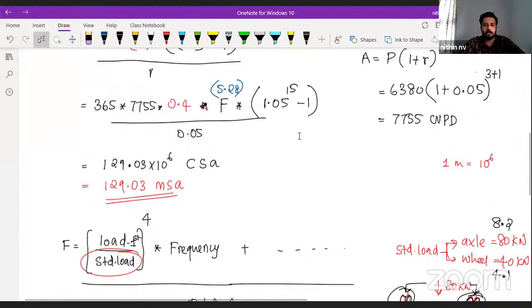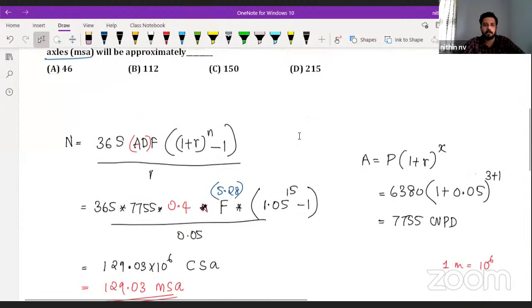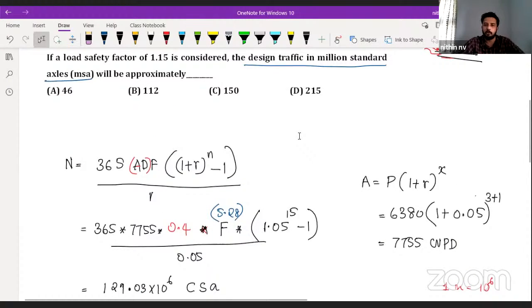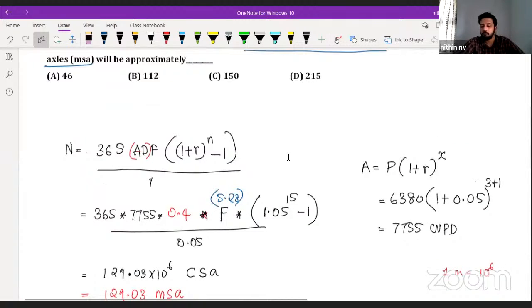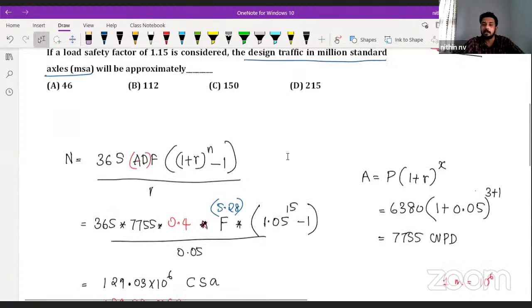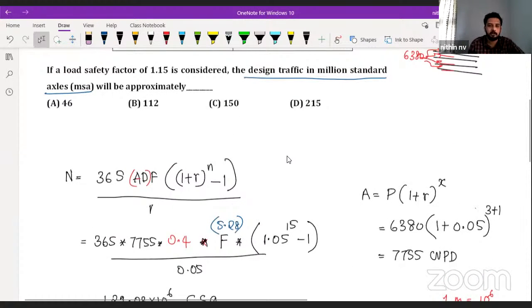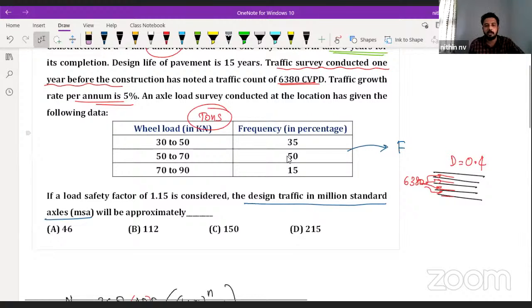129.03. So can I select it? Where is 129? It is not in the option. Then what to do? Is there any mistake I made in the calculation? Very good. What is it? Properly look at the question. One more data they have given: load safety factor. In RCC and all you will study now.